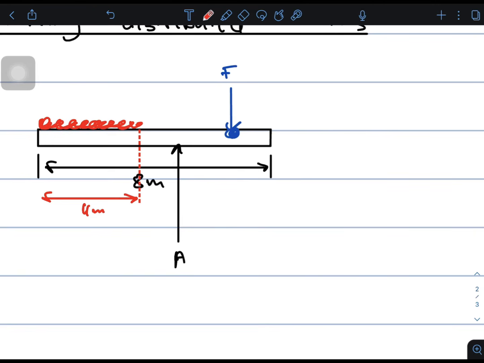But let us say it's acting along 4 meters of the beam. Let us say the distance from the left-hand side to the reaction is 6 meters. When I represent a uniformly distributed load, guys, I can represent it with a concentrated force in the middle.